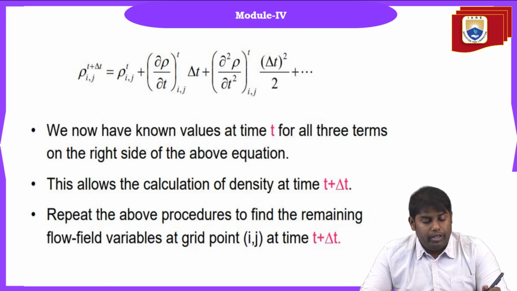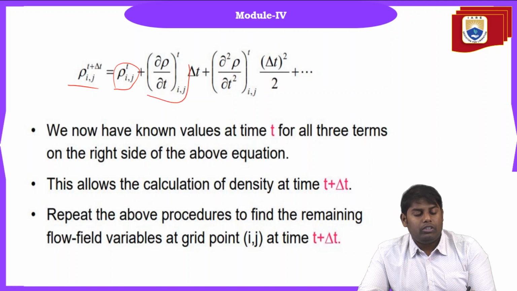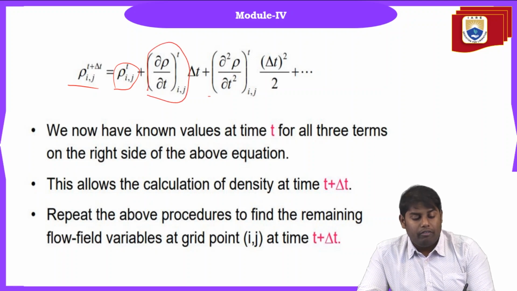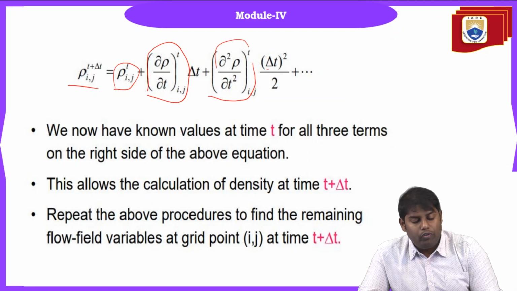Fine. So here, what do we have? We know we are finding this. We know this is the initial value. We know this is from the continuity equation. We have done this already. With this, we will get the value of delta t square. So what do we have?